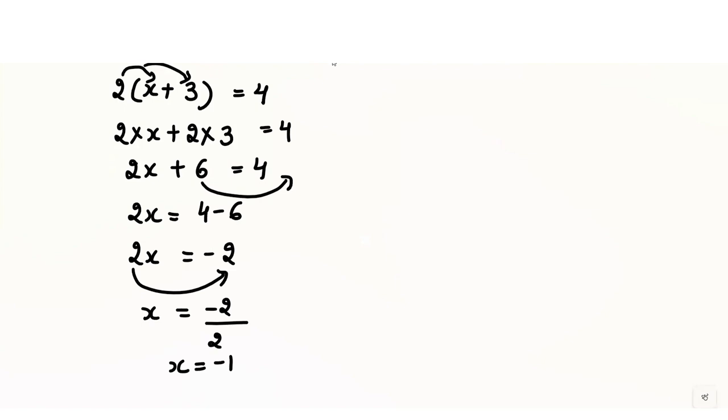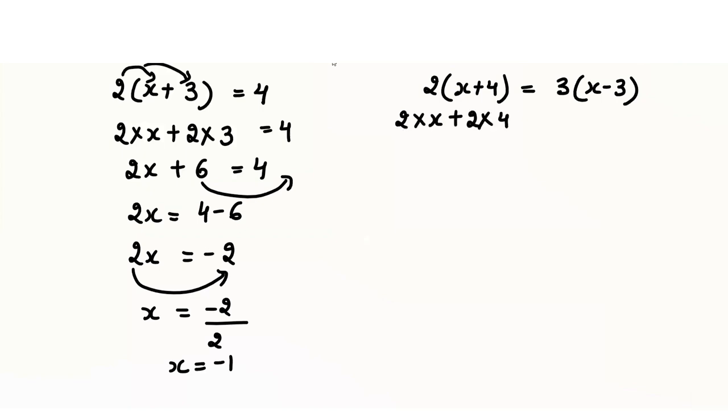Similarly, if we have both the sides bracket, for example, 2(x plus 2) is equals to 3(x minus 3). Now, in this case, we will first open the bracket. So, on the left hand side, we'll get 2 into x plus 2 into 2, and on the right hand side, we'll get 3 into x minus 3 into 3. So, 2x plus 4 is equals to 3x minus 9.